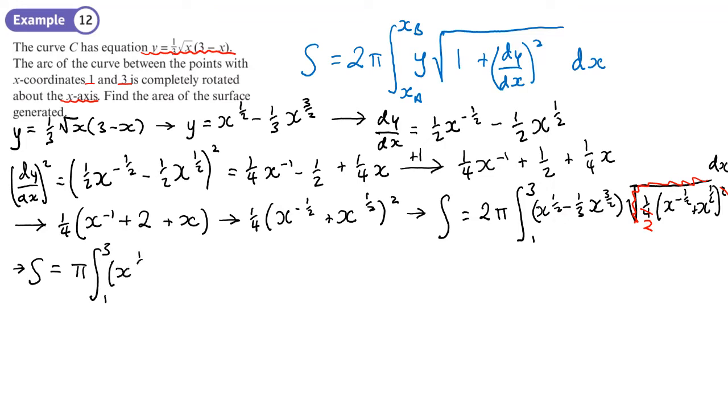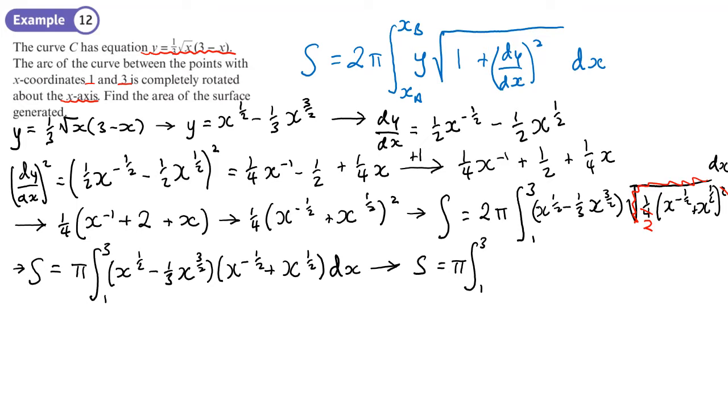So x to the half minus 1/3 x to the 3 over 2 times by x to the minus a half plus x to the half. So lots of little powers and things that we need to be careful of when we're multiplying out. Right, now if we do multiply it out and simplify it, we'll be left with this: 1 plus 2/3 x minus 1/3 x squared. And then we are now ready to integrate that.